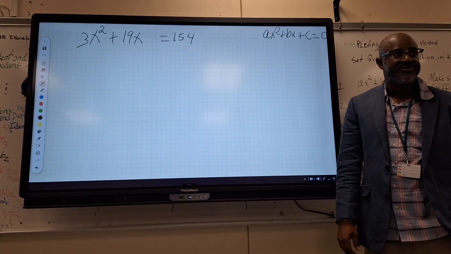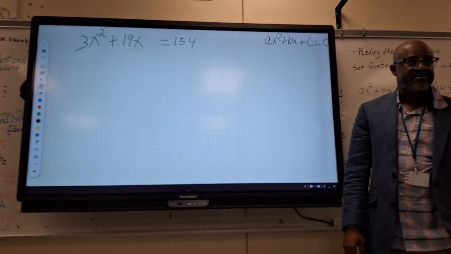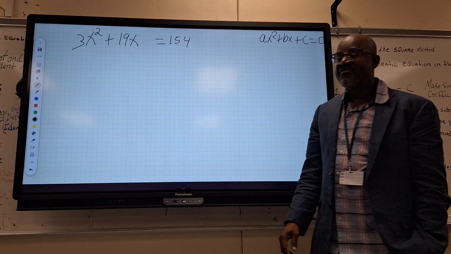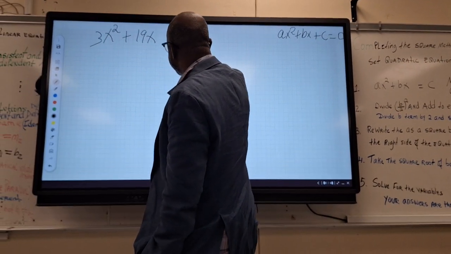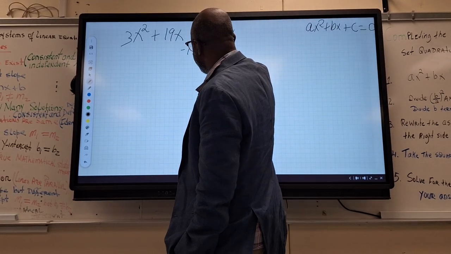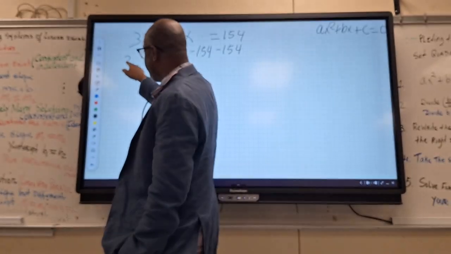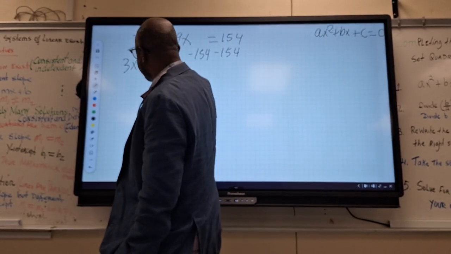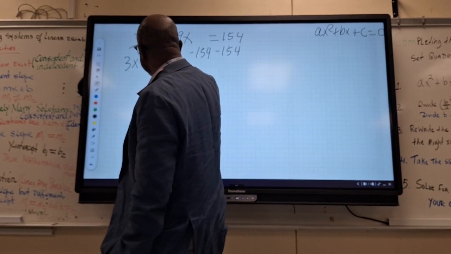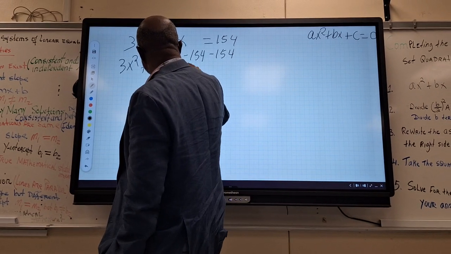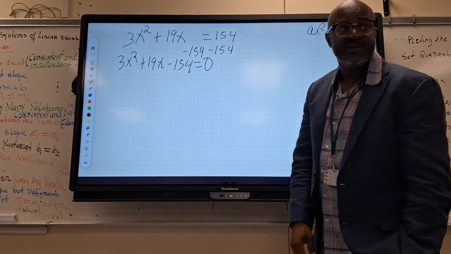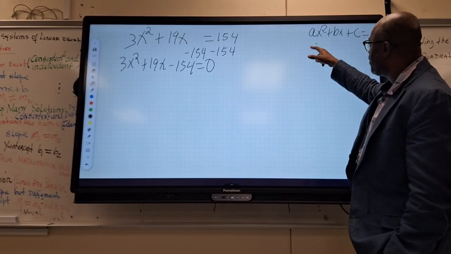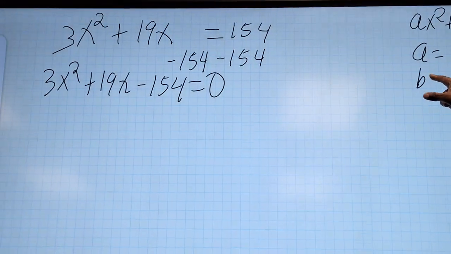Make it equal to 0. You subtract 154 from each side. Then it will be in standard form. Right? Remember, the first step: the equation needs to be in standard form first. Now it is in standard form. Then we need to identify your ABCs, your parameters.